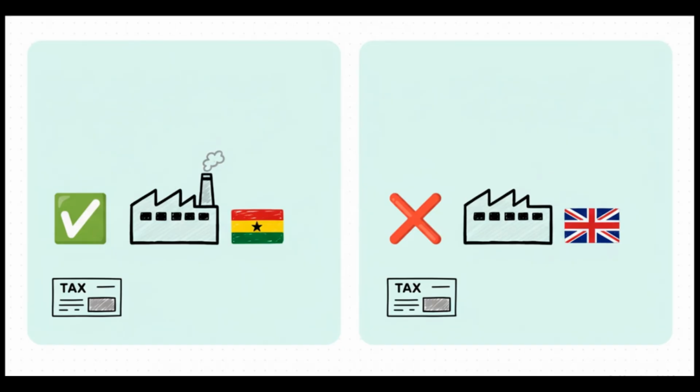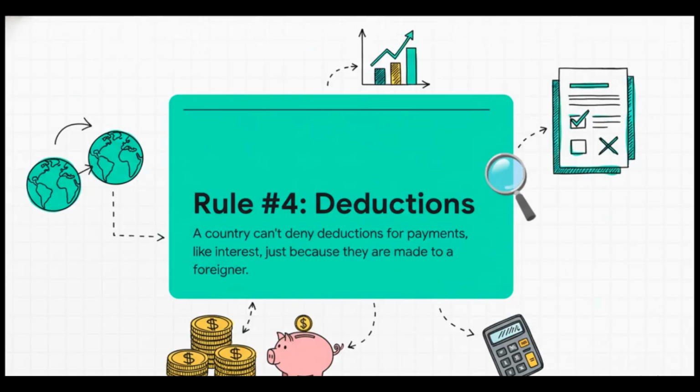So, for instance, if a local company in Ghana pays a 25% tax rate, the government can't just turn around and charge the Ghanaian branch of a UK company 35% on the same kind of profits. Foreign branches have to be treated like equals, not like some kind of second-class business. All right, on to rule number 4.